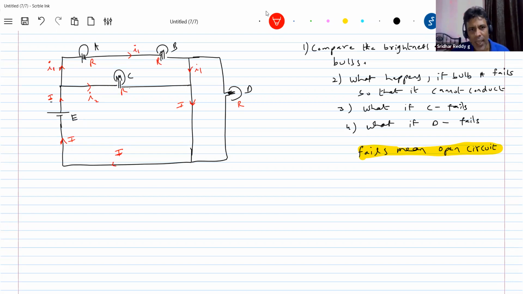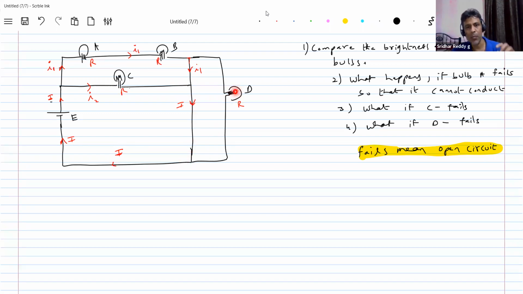So why will the current I1 not branch? There's a low resistance path. So here the current I1 cannot branch. It's having a low resistance path, so it will take it like this. And why not current I? There's a low resistance path, so it will go like this. So no current through the bulb D.